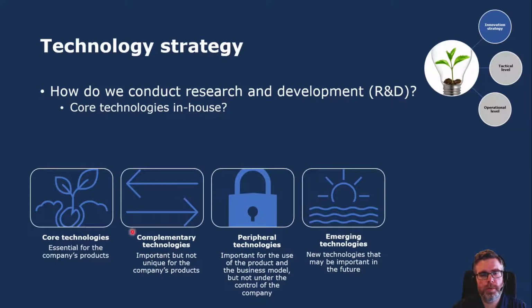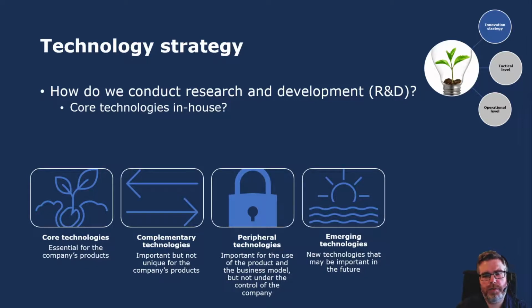There's also complementary technologies, which are important but not unique for our company's product. So these may perhaps be developed outside of our company, at other companies, and we can license them in and so on.